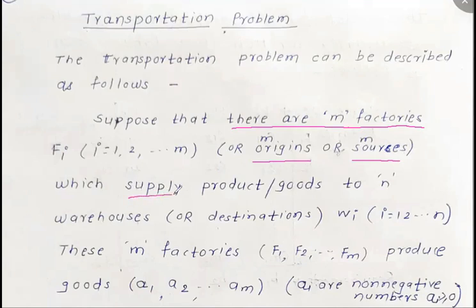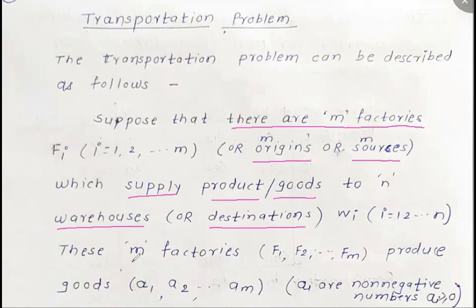which supply product or goods to N warehouses. Warehouses means godowns. Another word we use is destinations. So these M factories supply product or goods to the N warehouses or N destinations. W suffix j, j equal to 1, 2, 3 up to N. So there are N warehouses, W1, W2, W3 up to Wn.